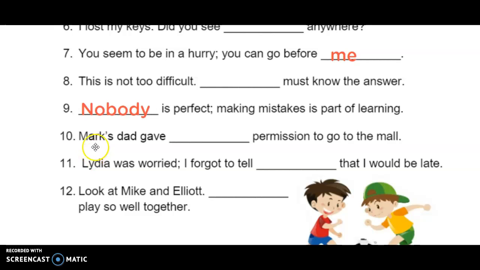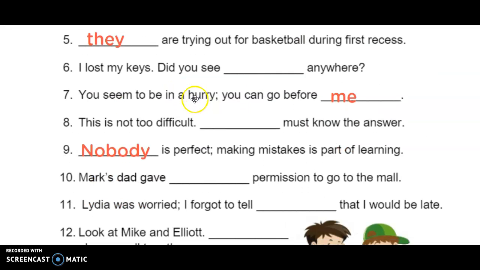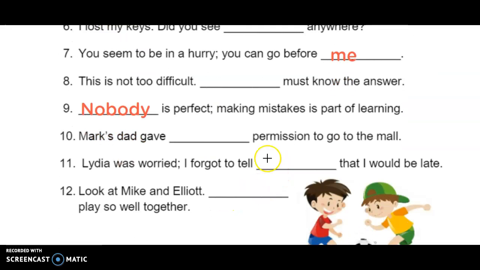And finally, number 11, Lydia was worried. I forgot to tell blank that I would be late. So what could we replace for Lydia? I forgot to tell, probably her mom. Lydia was worried. I forgot to tell blank that I would be late. Or maybe she's telling Lydia. What pronoun could we replace? I forgot to tell blank that I would be late. I forgot to tell her. Add the pronoun her.